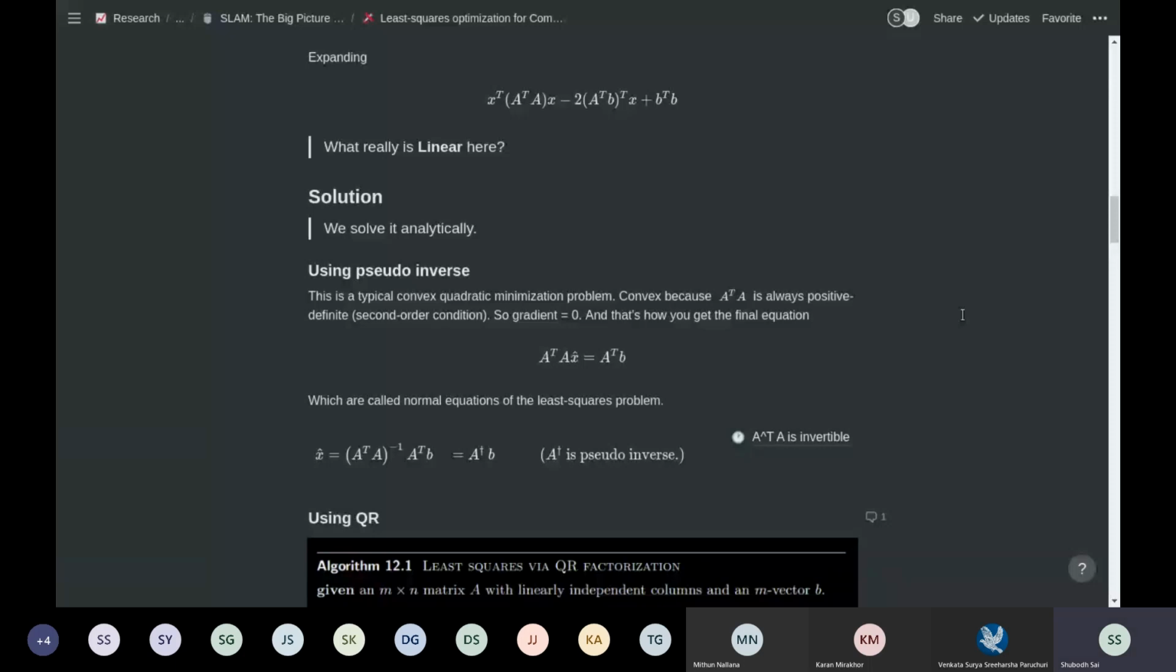Okay, fine. Now you take A transpose A to the other side and that is your solution. X is equal to A transpose A inverse A transpose into B.